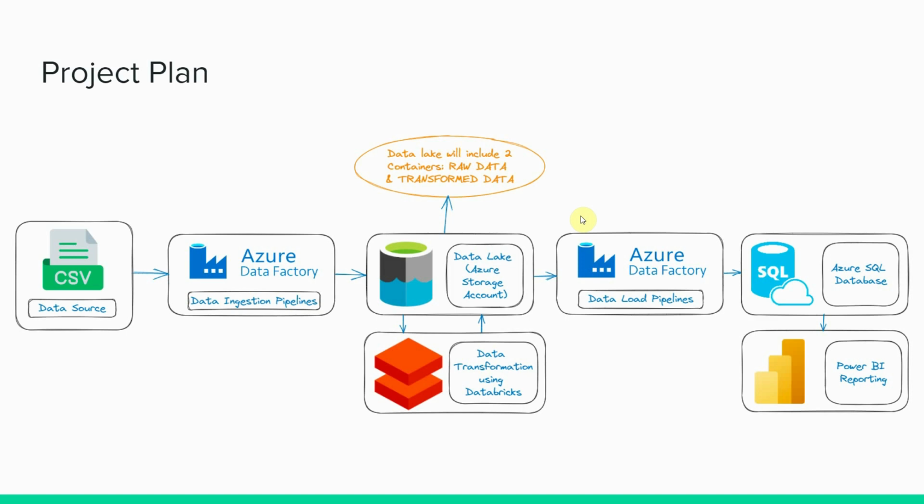Okay, now let's check our project plan. In the previous section we completed this Databricks part. Basically, we successfully transformed our data. We first imported data from the raw data container. It is transformed using Databricks and then loaded into the Azure Data Lake Storage account in this transformed data container. Now we are ready to proceed to the next step.